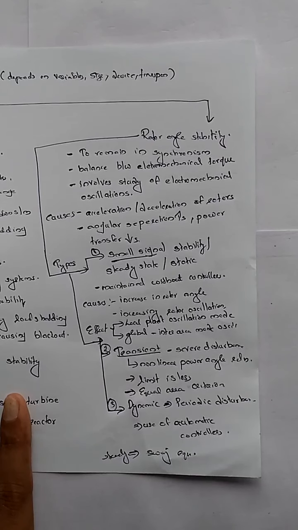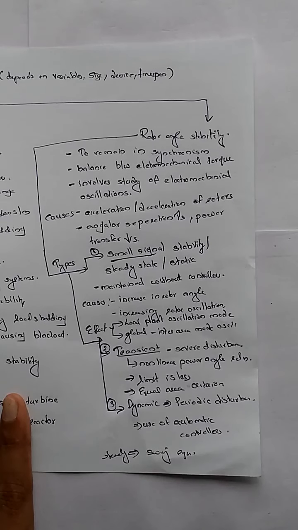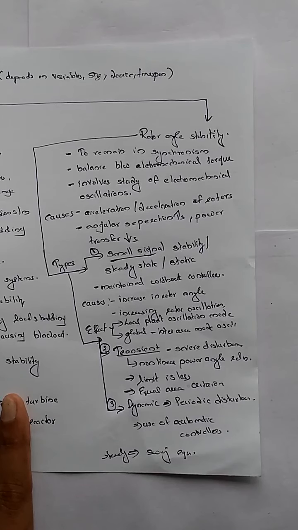Okay, so the mechanical torque should be equal to the electromagnetic torque in order to avoid the oscillations and to keep the rotor angle constant. So this is rotor angle stability, that is, all the machines should remain in synchronism, rotating at the synchronous speed.